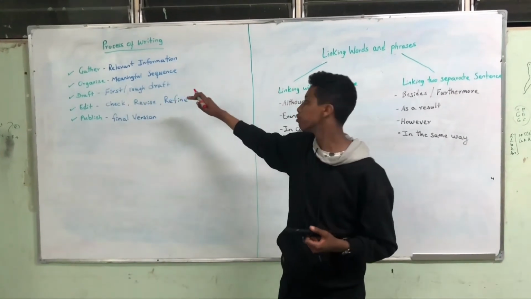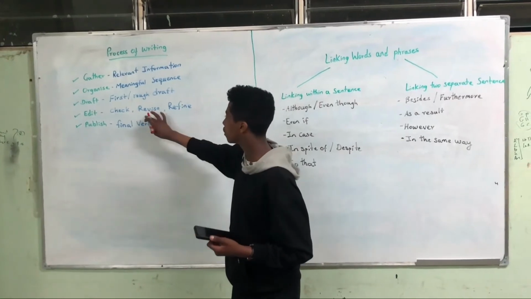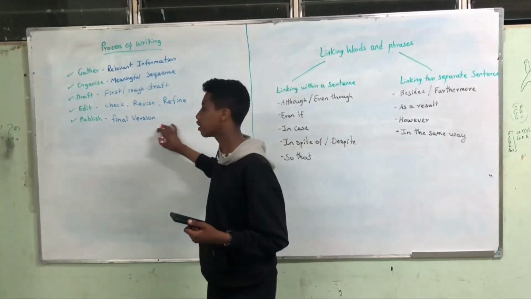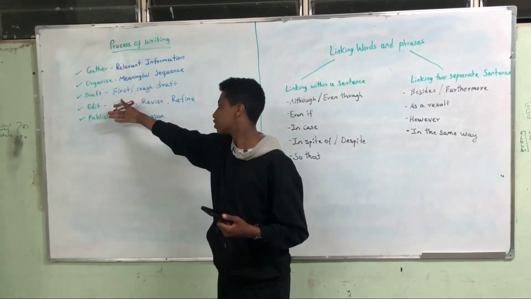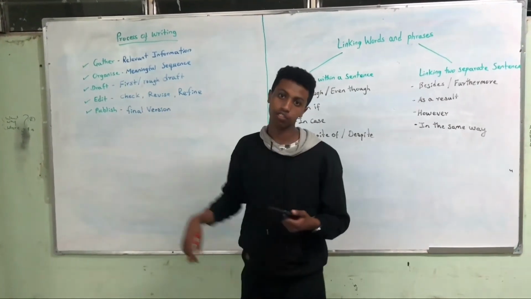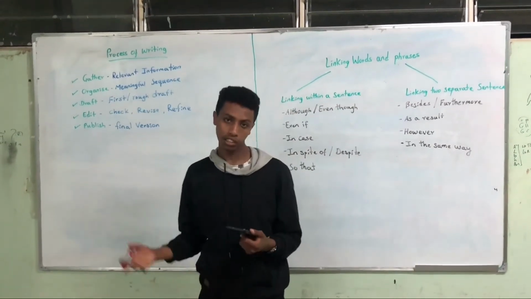This first draft will be our first try, and we will edit it, revise it, refine it, and make the final version of it. So we will publish it. After drafting, we will edit and publish. So we have the final version of it, and we can take that as a full piece of writing.